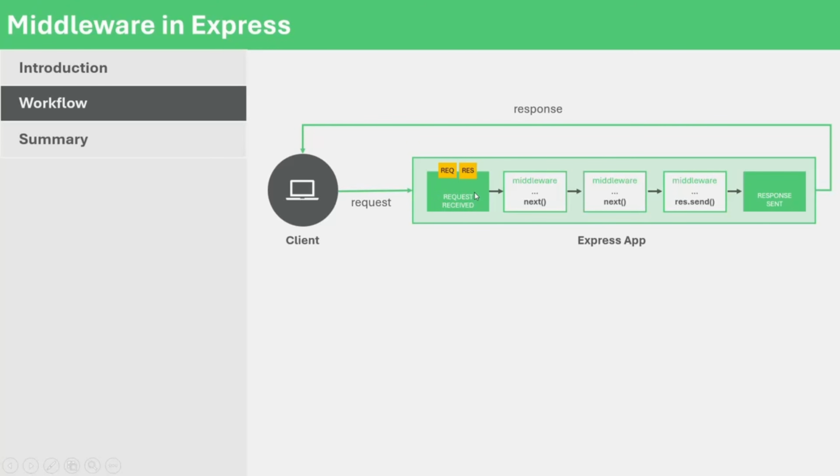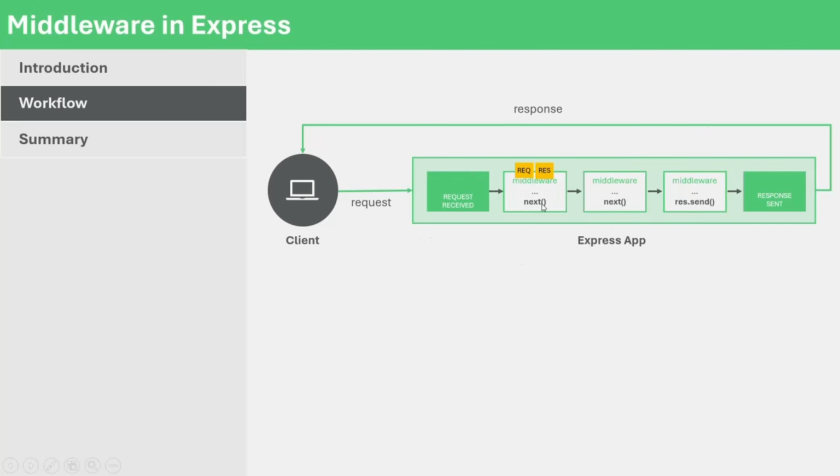Now, while the request is going through different middlewares, let's say we have received a request on the Express application. The Express application has created the request and response object. Now, this request and response object will be passed to the next middleware. And this middleware can manipulate the request or response object, or it can also execute some other logic. But once a middleware has finished its job, it has to call the next method.